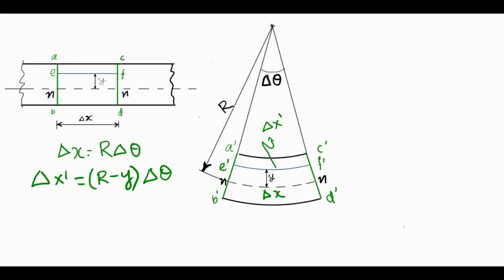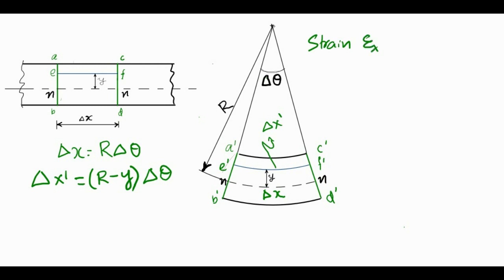So this is the changed new length of the element. Previously it was delta x, every element was having delta x length. Now it is delta x dash, which is (r minus y) into delta theta. Now we can find out the strain, that is the normal strain in this layer. Okay, so normal strain can be written as changing length divided by the original length.